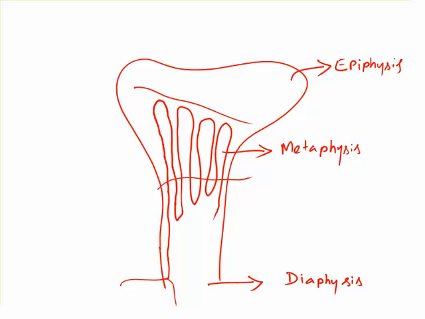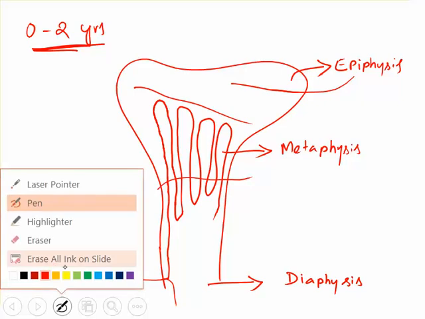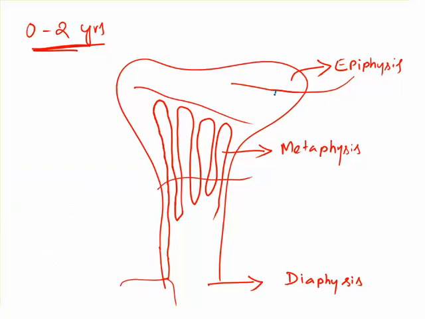If the individual is 0 to 2 years of age, another blood supply comes to the epiphysis, called the epiphyseal blood vessel. If it is 0 to 2 years, there is a connecting vessel between the epiphyseal vessel and the metaphyseal vessel. That connection between epiphysis and metaphysis is called the transphyseal blood vessel.